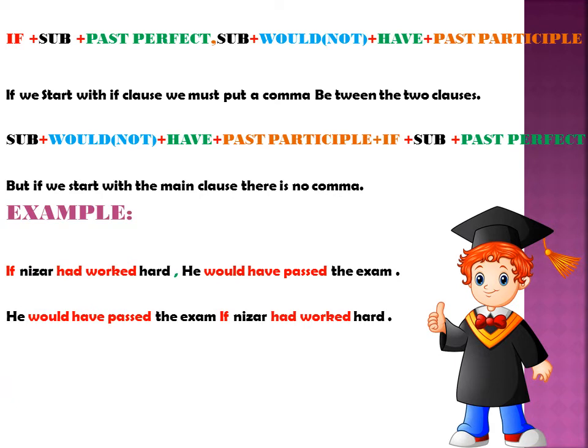Like we have in the example that I'm going to show you. If Nizar had worked hard, he would have passed the exam. Here we start with the if clause and we put a comma between the two clauses. But in the second sentence, he would have passed the exam if Nizar had worked hard, since we start with the main clause, we don't have to put a comma.